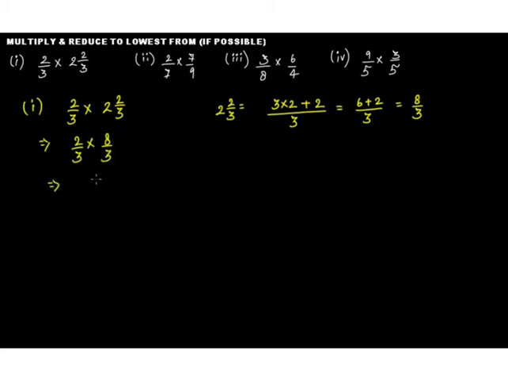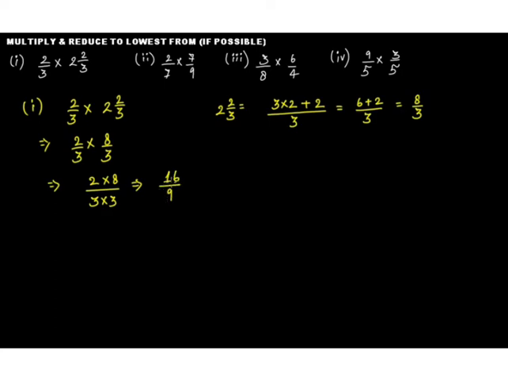And therefore, 2 by 3, first you will multiply the numerators together, then divide by 3 times 3. This is 16 divided by 9. Now, we have done the first part. The second part says that reduce to lowest form if possible. Lowest form means that you have to write this fraction in its simplest form.